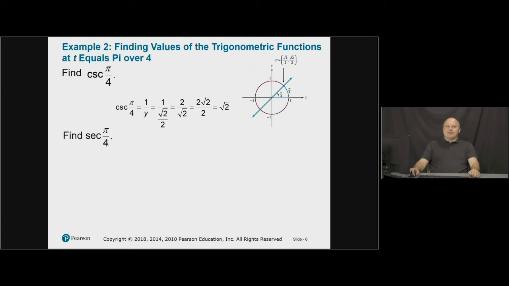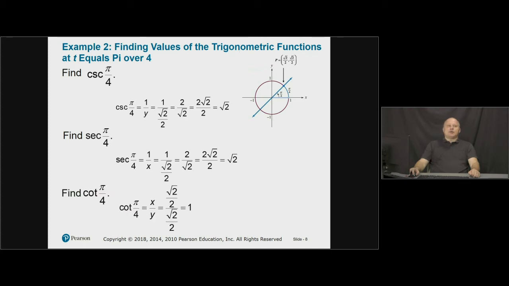Now the secant of pi over 4. Well, secant of pi over 4 is 1 over the x-coordinate, and if you notice, it's exactly the same thing. And then the cotangent of pi over 4 is the x-coordinate over the y-coordinate. Well, the x-coordinate and the y-coordinate are the same, both radical 2 over 2, so when you divide two numbers that are the same, you get 1. So the values of the ratios at that particular angle are those three numbers respectively. Cosecant of pi over 4 is radical 2, secant of pi over 4 is radical 2, and cotangent of pi over 4 is equal to 1.